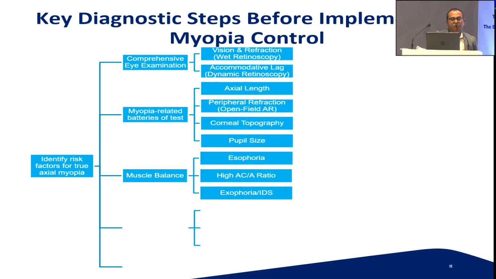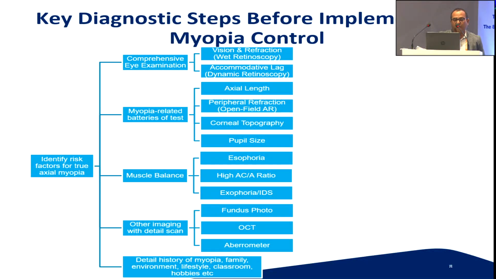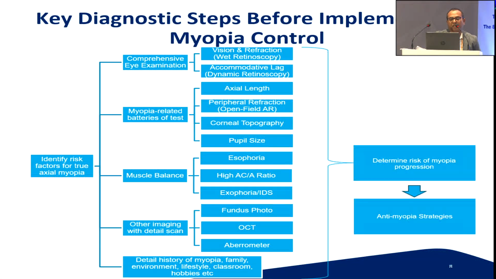We need to rule out muscle imbalance like esophoria and high AC/A ratio, which are red flags for myopia progression. And we all know how exophoria or intermittent divergent squint are closely associated with myopia progression. We need to perform some technical tests to rule out any association or defects. On the basis of everything, we can determine the myopia progression, and then we need to start your anti-myopia therapy.